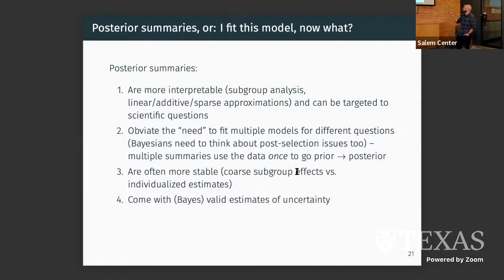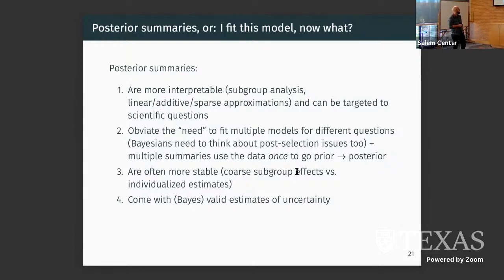The other thing they do for me is they get rid of the need to fit multiple models for different questions, right? I don't need to fit a model that's linear. I don't need to fit a model that's additive. I don't need to fit a model that is based on different subgroups. And that's going to resolve these post-selection inference issues. It's going to give me coherent Bayesian inference over all these different quantities simultaneously with one fit to the data.